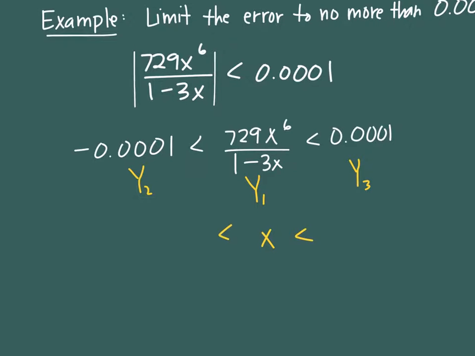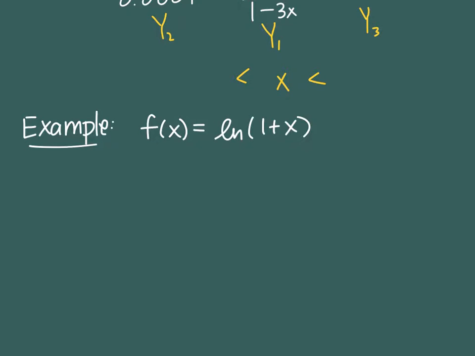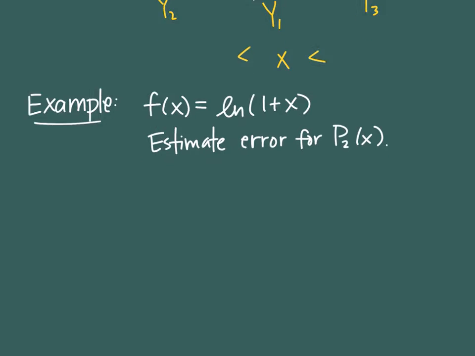Okay, let's try another one. Let's work with f of x to be the natural log of 1 plus x. And we're going to estimate the error for p sub 2. So we're going to truncate it at p sub 2.